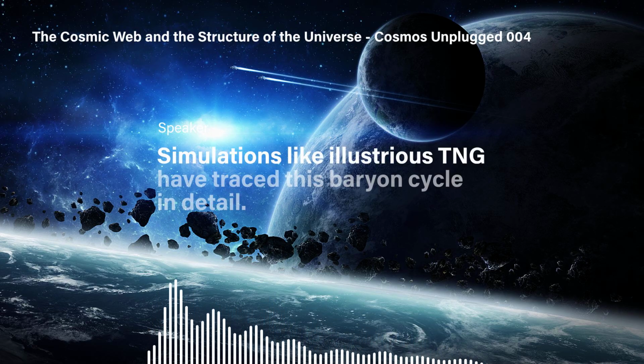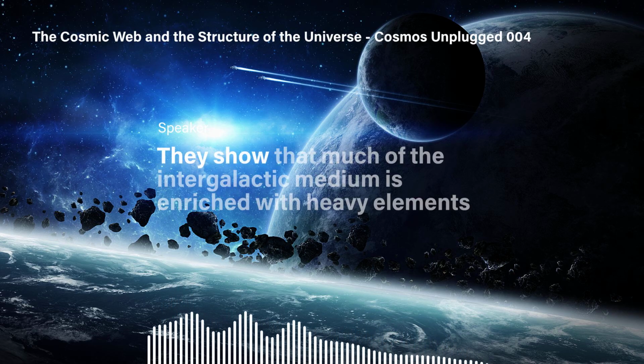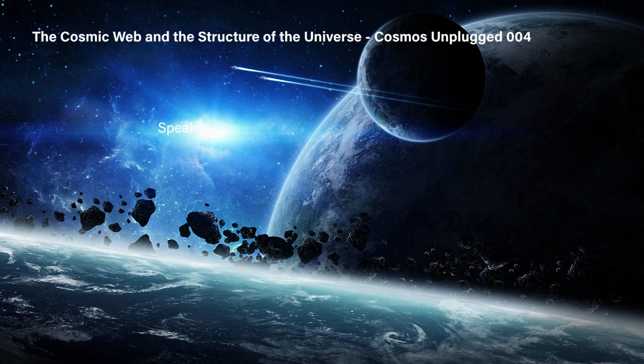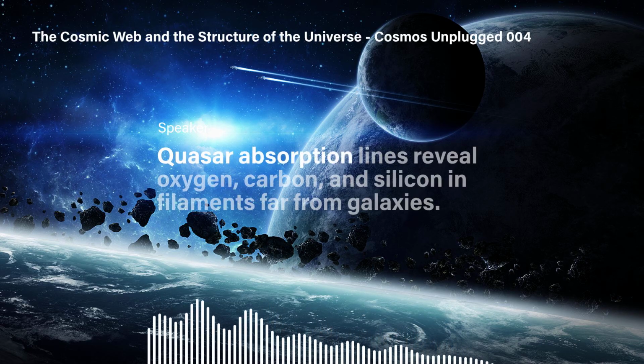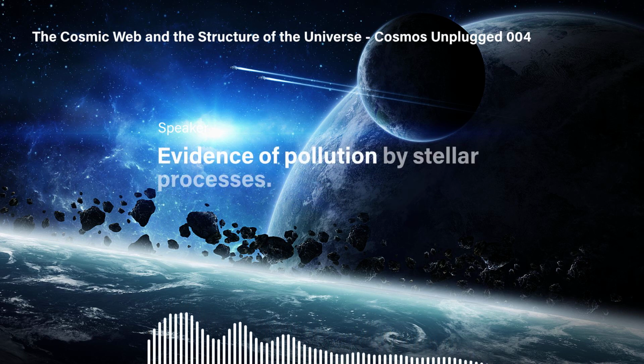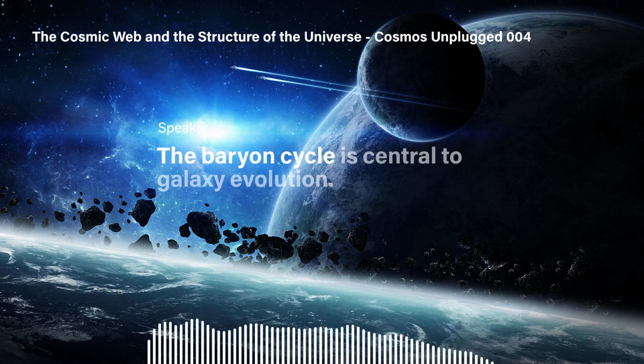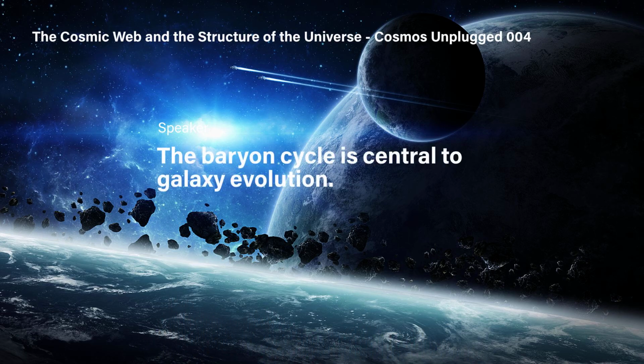Simulations like IllustrisTNG have traced this baryon cycle in detail. They show that much of the intergalactic medium is enriched with heavy elements carried outward by galactic winds. Observations confirm this. Quasar absorption lines reveal oxygen, carbon, and silicon in filaments far from galaxies, evidence of pollution by stellar processes. The baryon cycle is central to galaxy evolution.